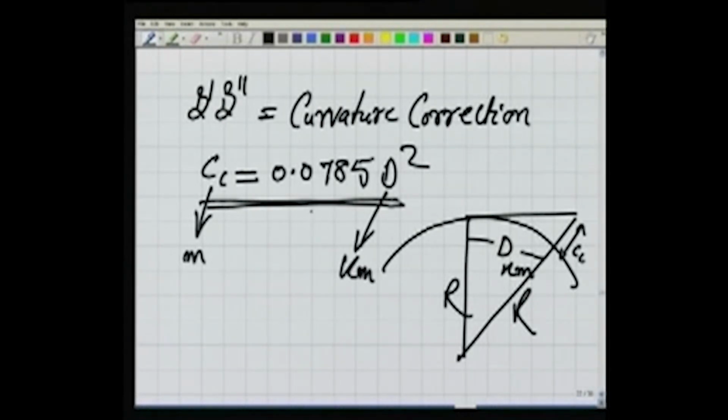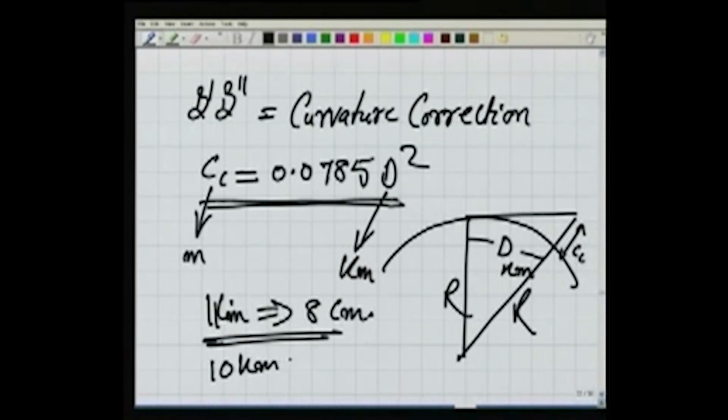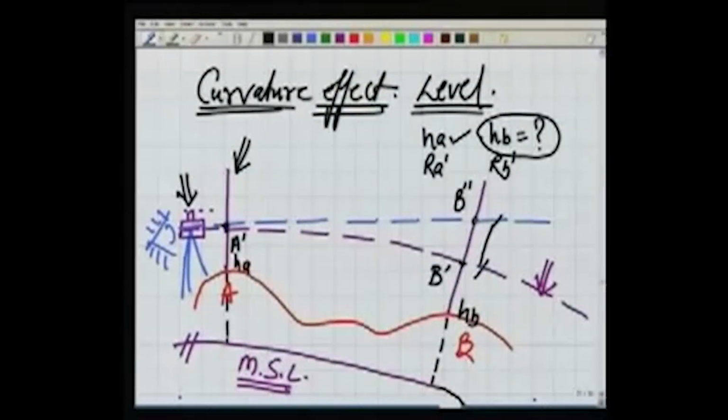Now this also gives us the answer. Initially we were saying, in 1 kilometer there is a deviation of around 8 centimeter, and in 10 kilometer there is a deviation of around 8 meter. So you can prove that again from here. So this is about the curvature correction. Whatever observation we are taking at B double dash, we should correct it by CC. Then it is equivalent to as if we are taking observations at B dash.